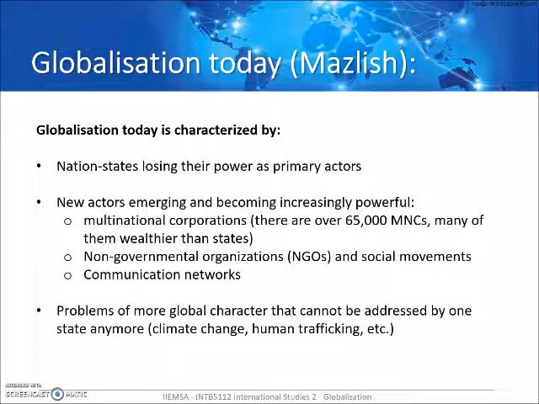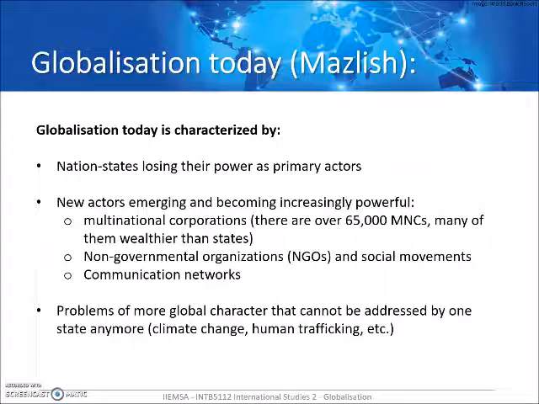One of them is that nation states are now losing their power as primary actors. So in the beginning, when the nation state was born, when we had the merchant empires and they started colonizing the world, nation states were pretty much the most important actors, right? Because they were deciding trade, they were deciding movement of people, they were deciding pretty much everything. But nowadays, we have more and more new actors emerging and becoming increasingly powerful, which makes nation states lose some of their power as primary actors, right? Which leads us to the second aspect.